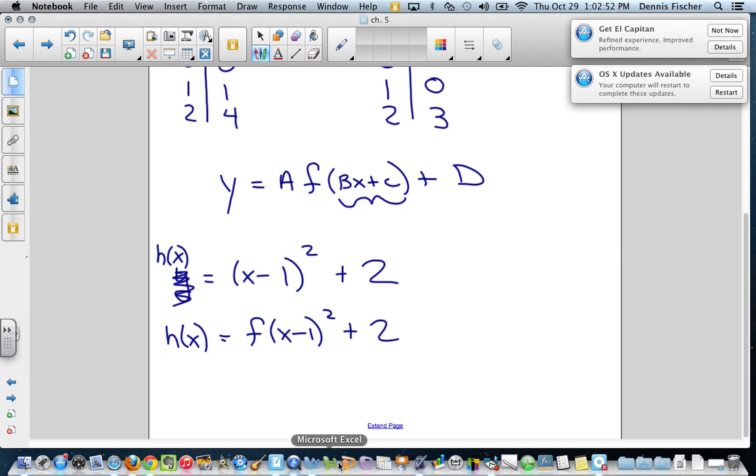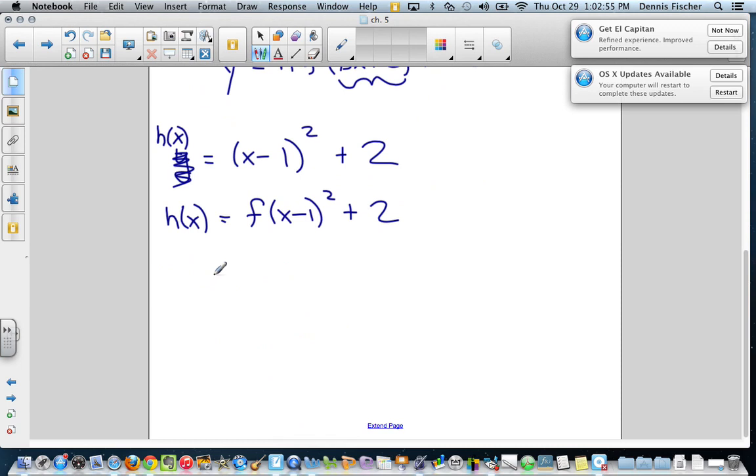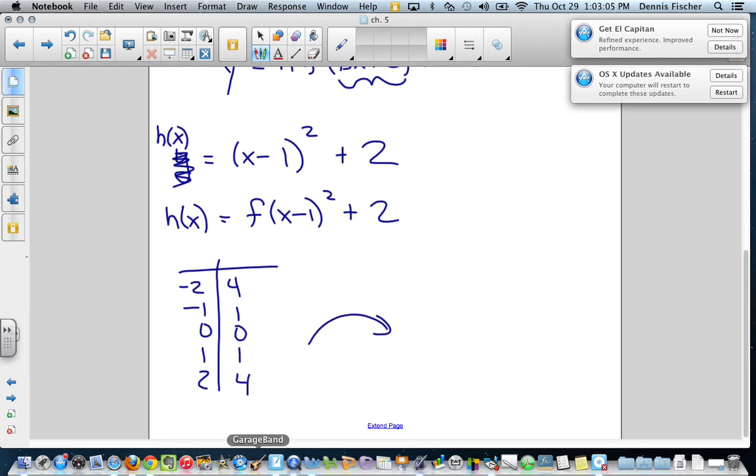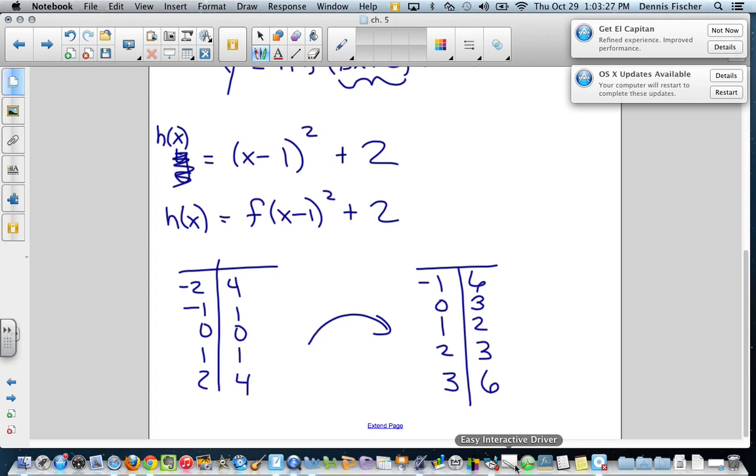So if I do that, my original points again were -2, -1, 0, 1, 2, and 4, 1, 0, 1, 4. Now inside it's minus 1, so we're going to take all our x's and add 1. So we're going to get -1, 0, 1, 2, and 3. For all our y's, the plus 2 at the end, we're going to add 2, so we're going to get 6, 3, 2, 3, 6.